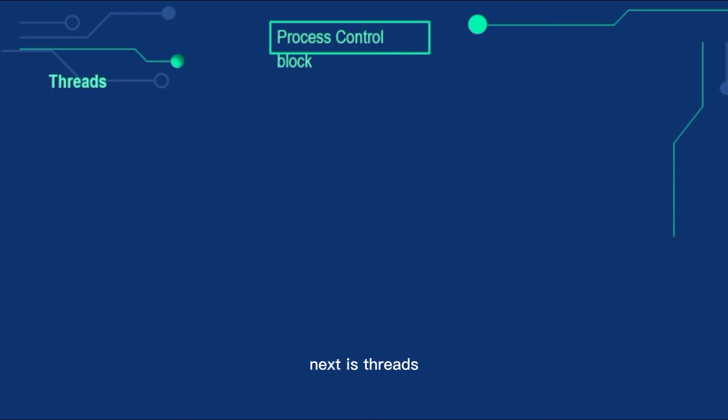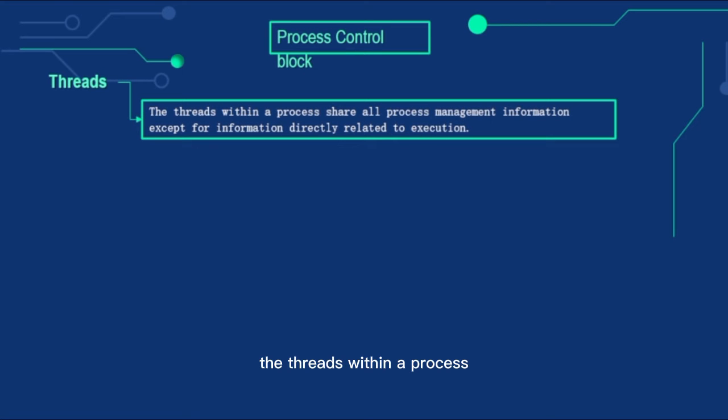Next is threads. The threads within a process share all process management information except for information directly related to execution. Threads in a process can execute different parts of the program code at the same time. They can also execute the same part of the code at the same time but with different execution states. They have independent code instructions, that is, they have independent program counters. They are working with different data, with independent registers.